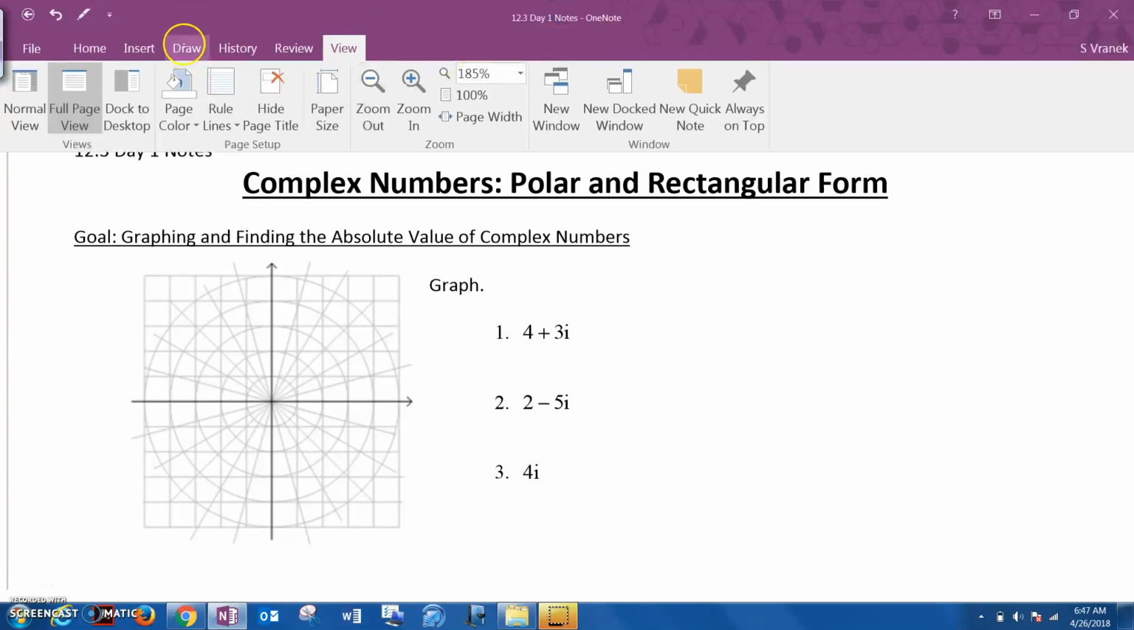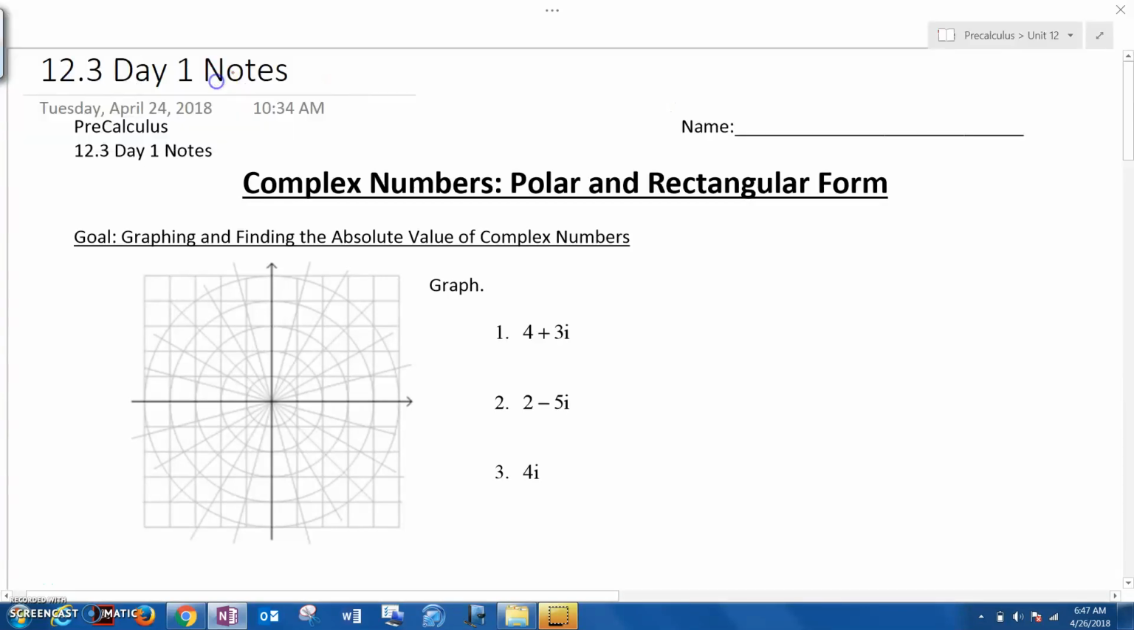Okay, class, today we're going to be doing complex numbers in polar form and rectangular form. These should look familiar from first semester. These are complex numbers that are in rectangular form. When they're in rectangular form, you have to think of the real part as just x and the imaginary part as y. Don't worry about the i itself here. We just have to think of that.